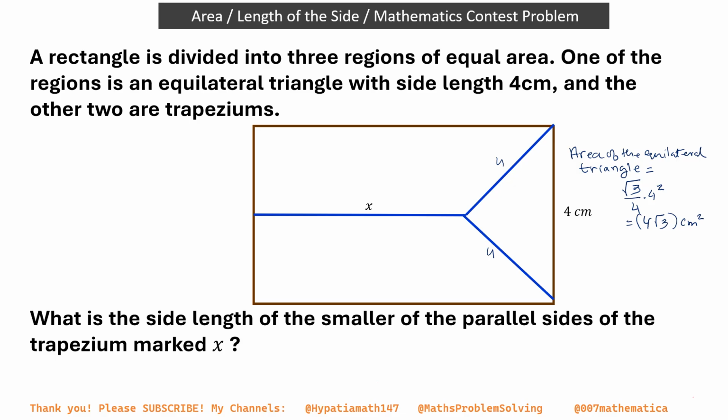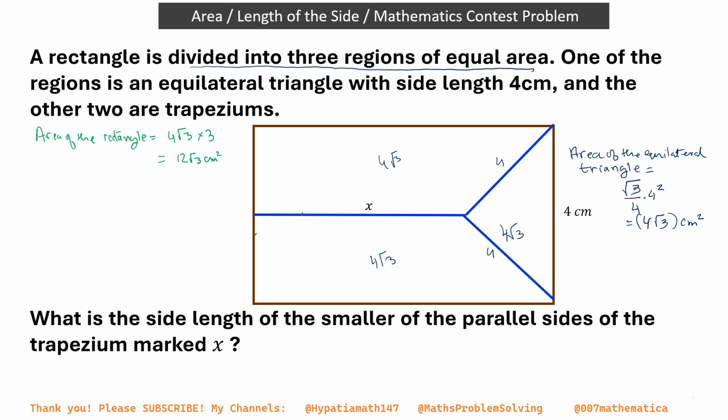So now they have given us that the rectangle is divided into three regions of equal area. So if this area is 4 root 3, so will this area be 4 root 3, and this will also be 4 root 3. So we can say the area of the rectangle is equal to 4 root 3 multiplied by 3 regions, so that would be 12 root 3 centimeters squared.